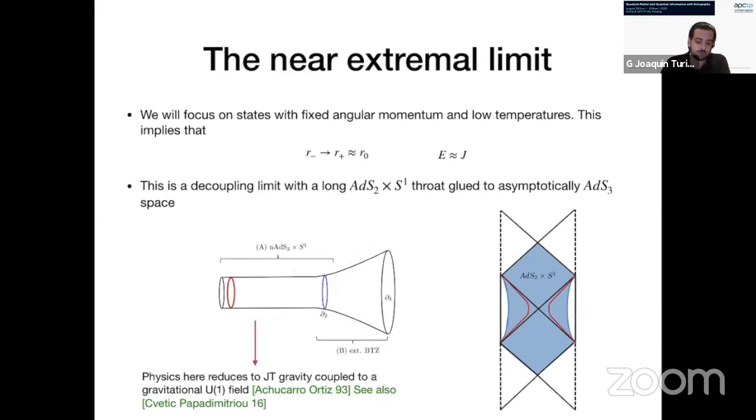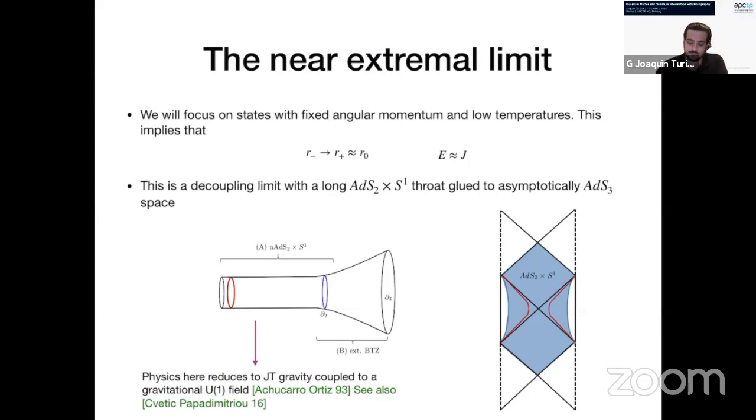And this is the throat, very close to the horizon, which is here. And the metric here is AdS2 cross S1, where the S1 has an almost constant size. And this will be the phi naught, the constant background of the dilaton.